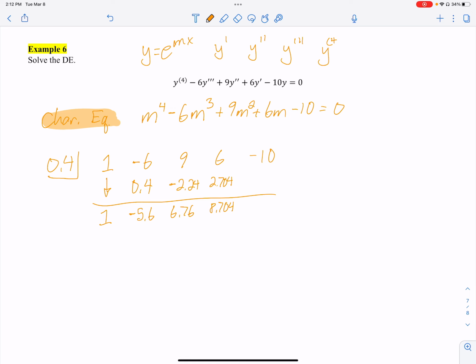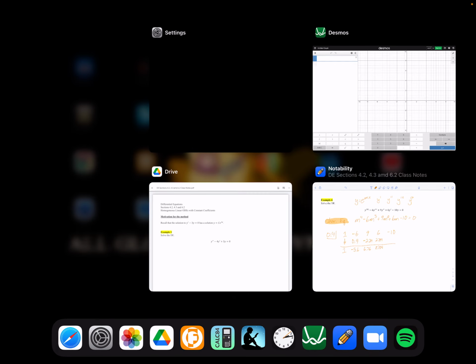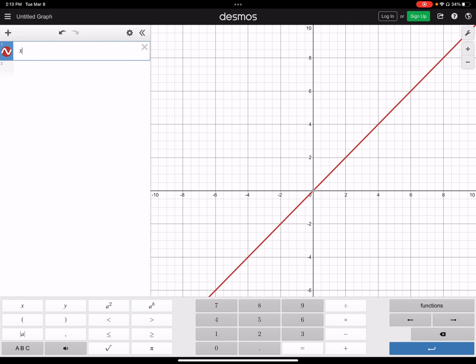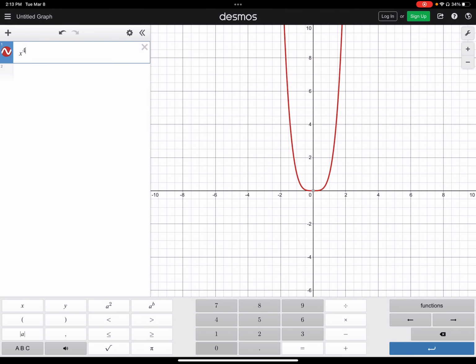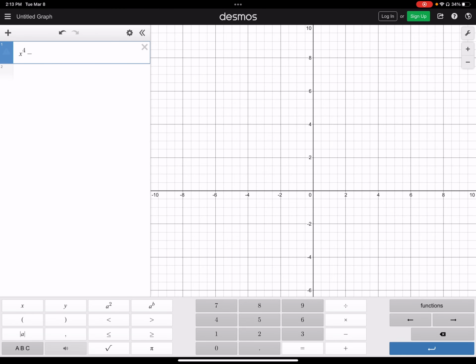I think it was supposed to be a 14. No, I'm second guessing. And of course it didn't remember it. All right, I'm going to type this thing in again just to make sure we're good. So I have x to the fourth. Then I have -6x cubed.